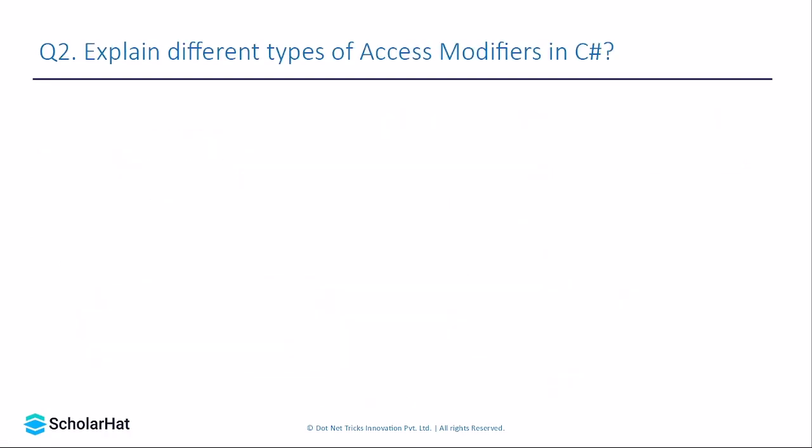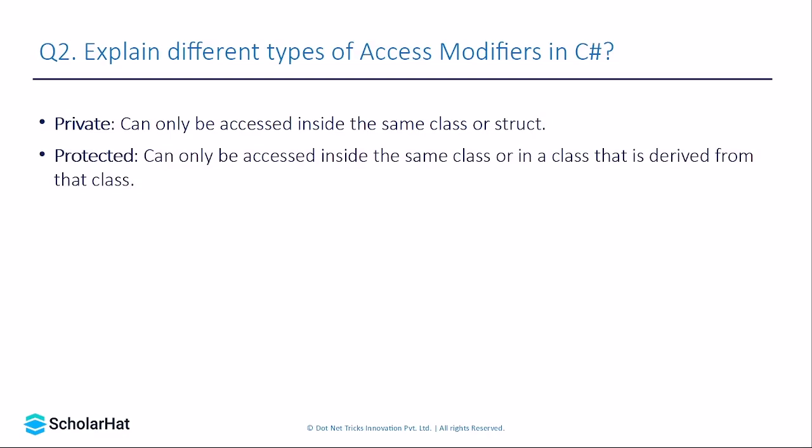So, the different types. The first is private. A private access modifier can be accessed inside the same class or a struct. So this has the least exposure. Whatsoever you declare as private can be accessed in the same class only. It cannot be exposed to the outer class. If I create an object of that class, we cannot access that because it is termed as private.